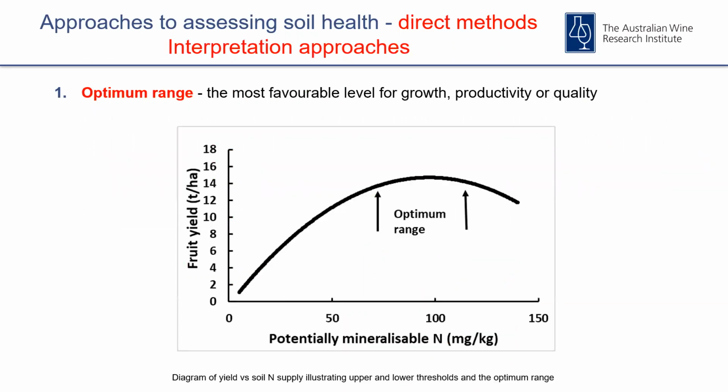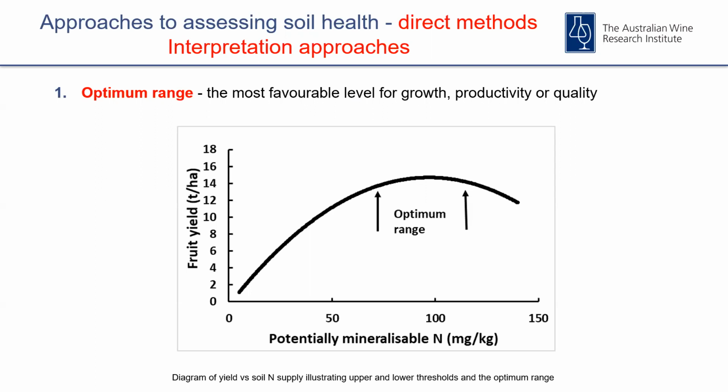Okay, next issue is around interpretation approaches. We're getting numbers back from the lab. What do they mean? How do we interpret them? There are a couple of three pretty common concepts around how we approach this. The first is understanding the optimum range, which relates to the most favourable level of growth, productivity or quality that we're likely to see at a certain concentration.